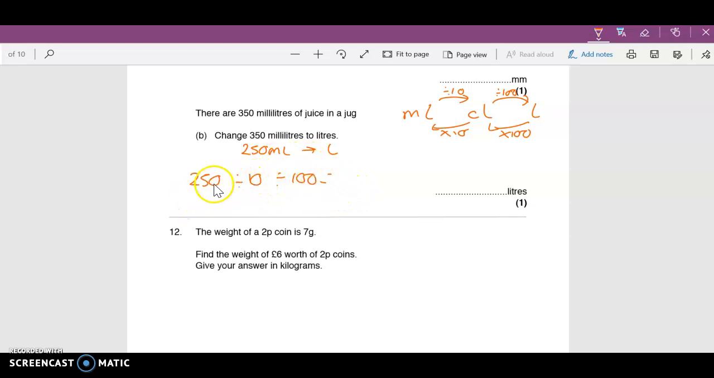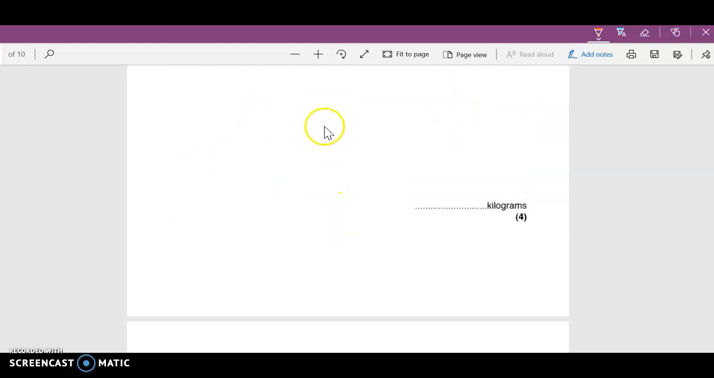So if I divide by 10, I end up with 25. Just write that there. And if I divide by 100, I end up with 0.25 liters. So hopefully that's helpful for completing that question.